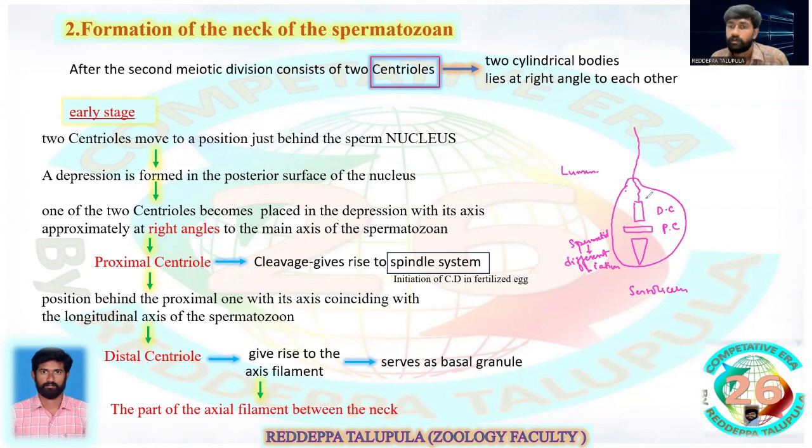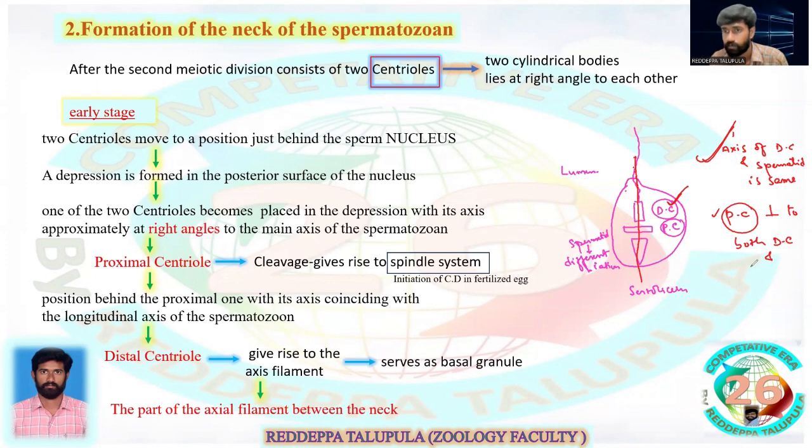Okay. PC and DC. See, it is the axis of the spermatid, and which is similar to the axis of the DC. The axis of the DC and spermatid is the same. That is the point to be noted. Another point is that the PC, proximal centriole, is perpendicular to both the DC and the spermatid. Thus, the neck of the spermatozoon is formed.